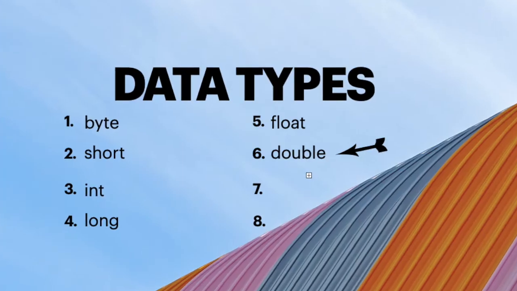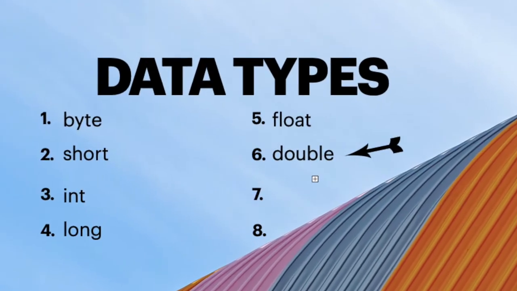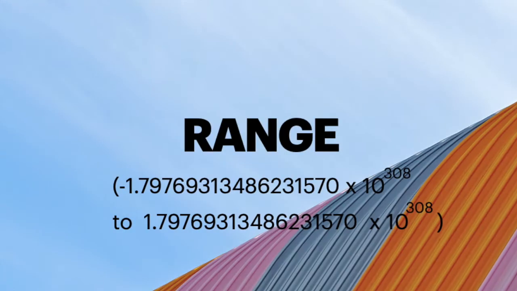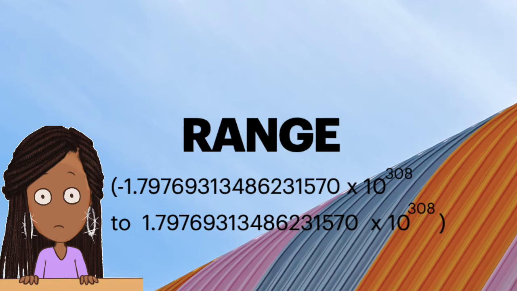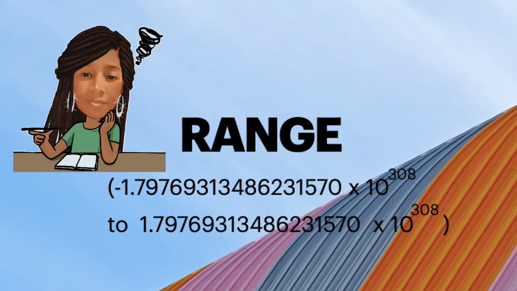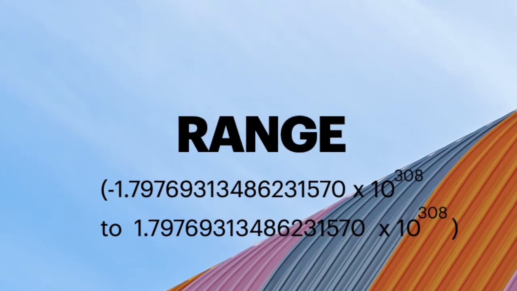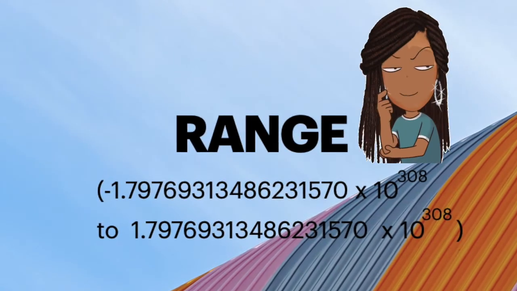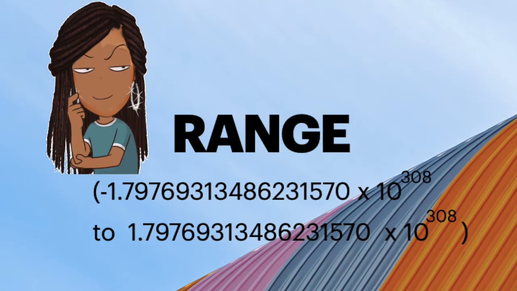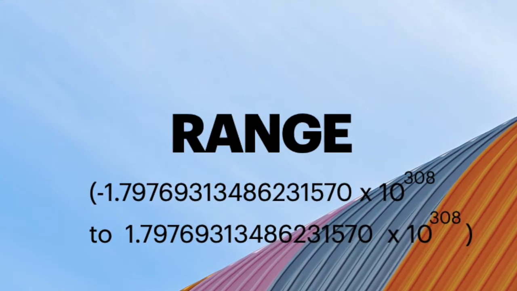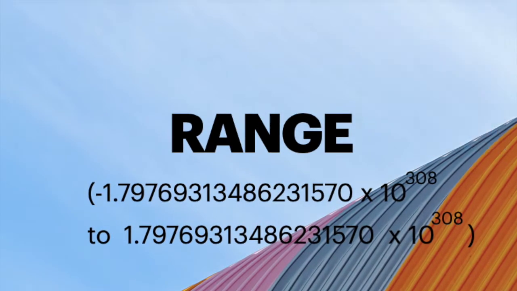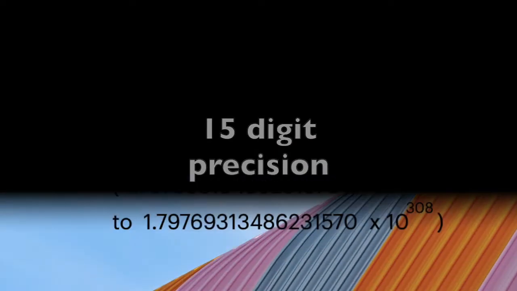But let's just say that's not even big enough. In this case, we would use a double data type. A double data type stores 8 bytes of space and has a range of -1.79769 something times 10 to the 308 power, something like that. It has a precision of approximately 15 digits.